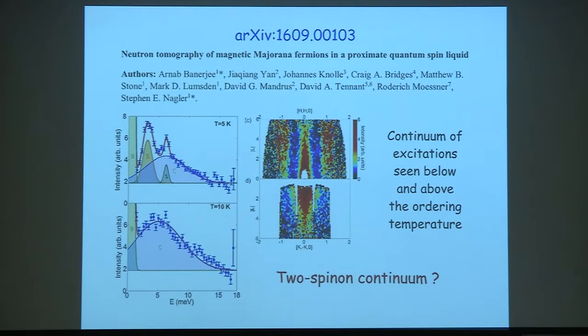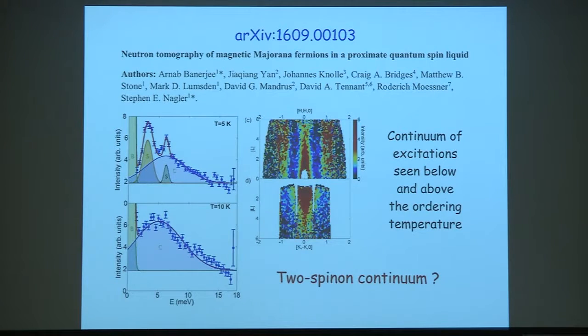Like, for example, you may have a 2-magnon scattering continuum, or a multi-magnon scattering continuum. But in a well-ordered magnet, they're all very far away. So clearly, this is not the usual 2-magnon continuum. Also, if it were a 2-magnon continuum, it would not survive above the ordering temperature.